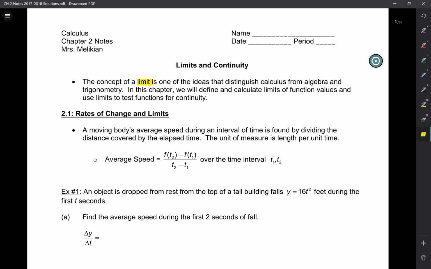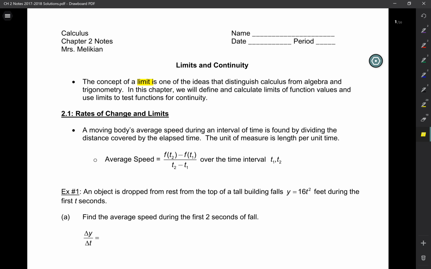It sets calculus apart from all the classes that you've had before, because now when we talk about limits, numbers are not just discrete numbers. We see them as this continuous array, where between 1 and 2 you have an infinite number of numbers.